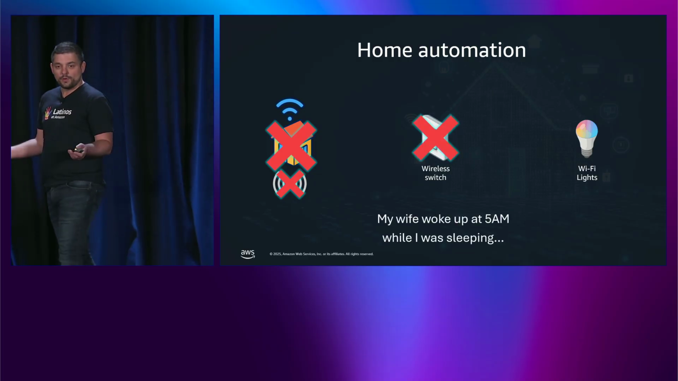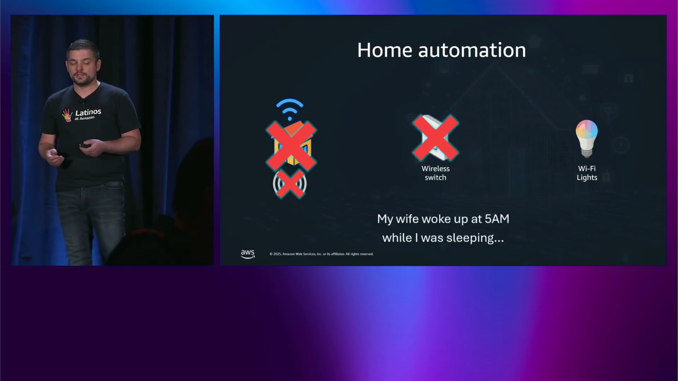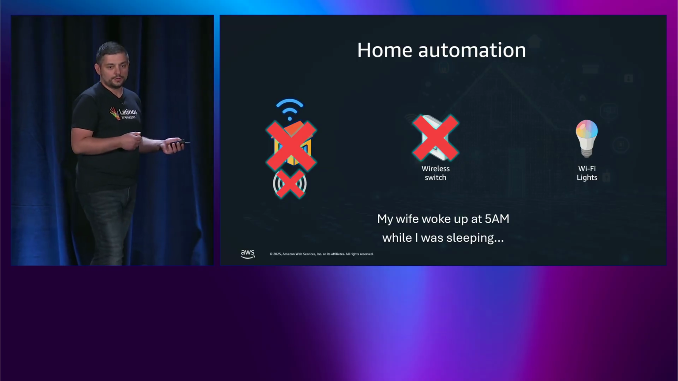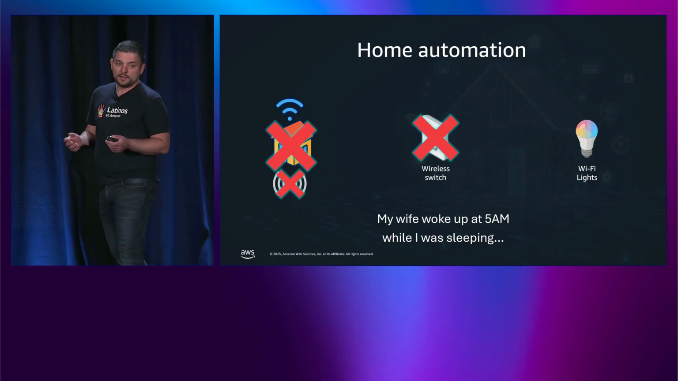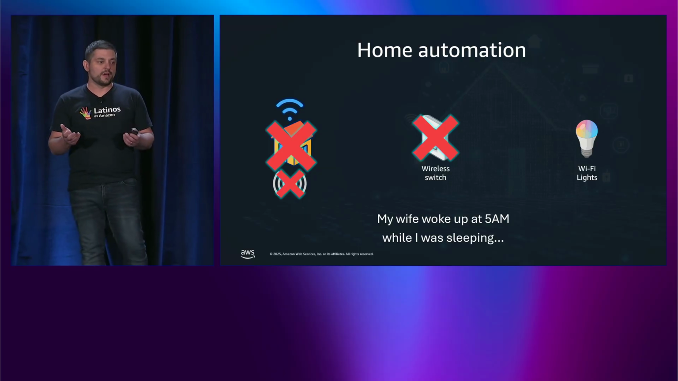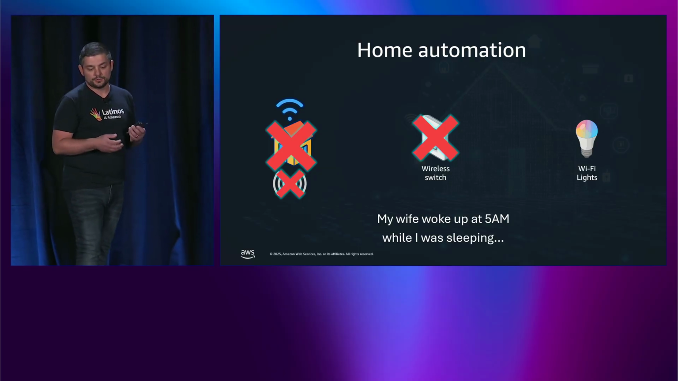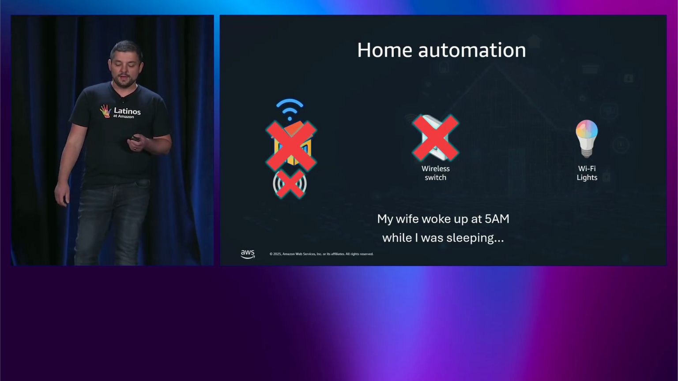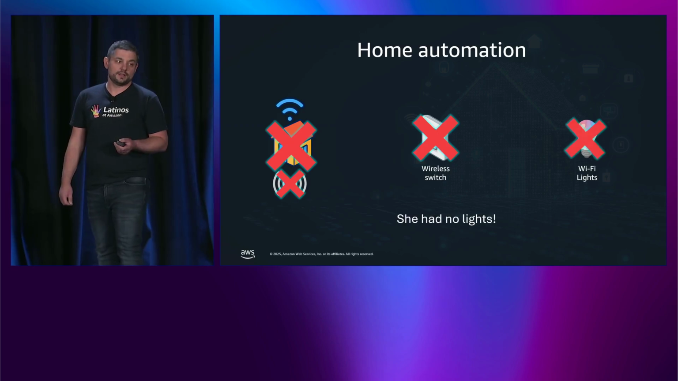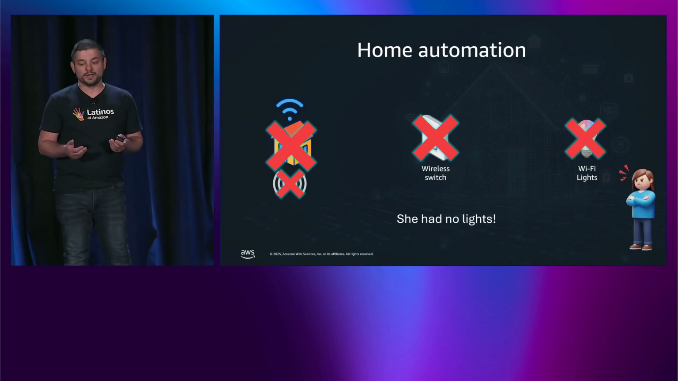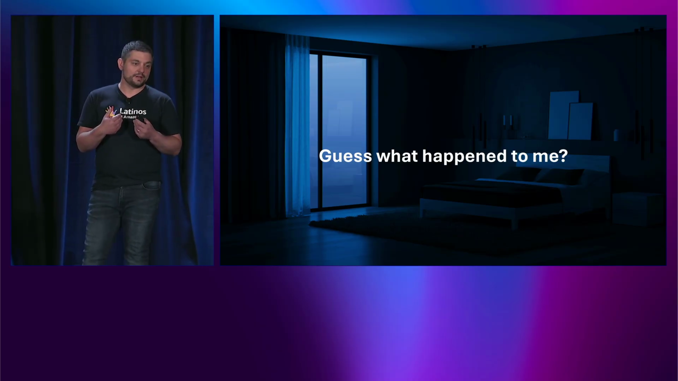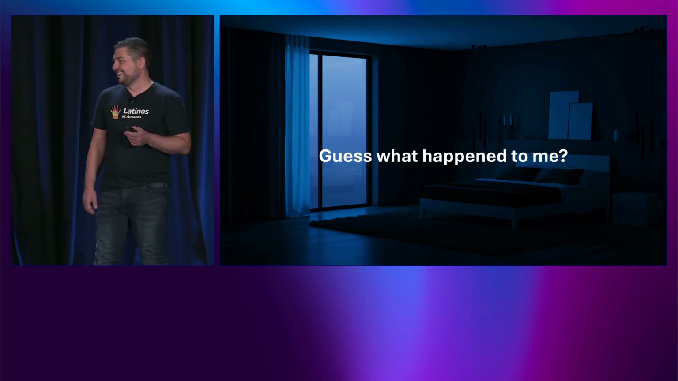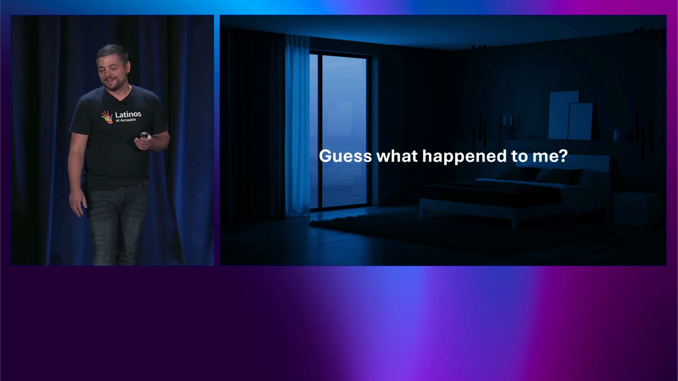But then my wife woke up at 5 a.m. She needs to go to work, take a shower, and prepare her breakfast. And in Sydney, there's no sunlight around 5 a.m., so she relies on the lights to do her stuff. But I was sleeping. And then she had no light. And you can expect that she was really, really upset. And you may also be thinking, what happened to me at that time? I think you're in trouble, Matheus. Yeah, I was in big trouble at that time.